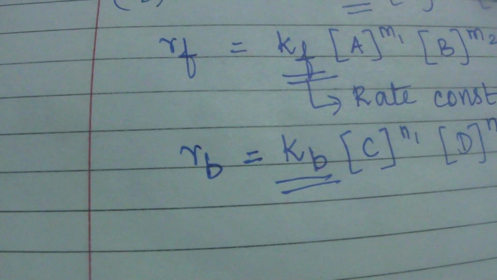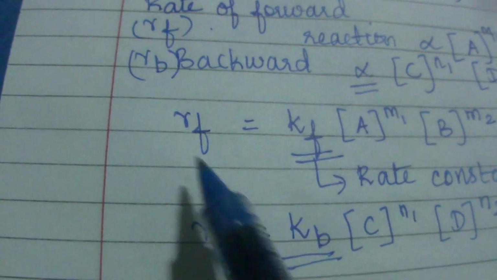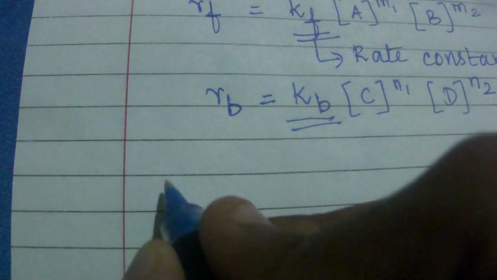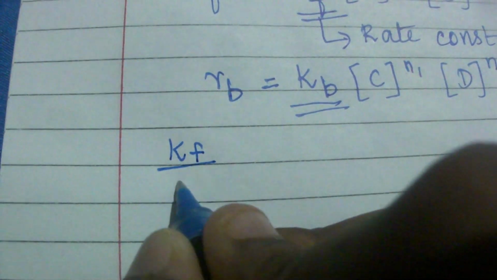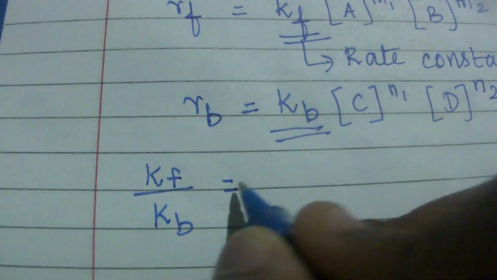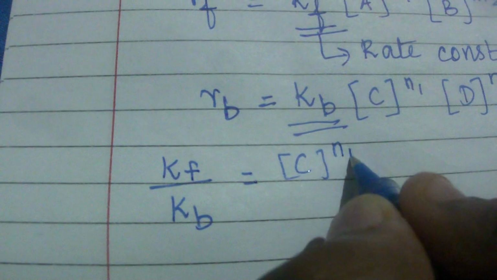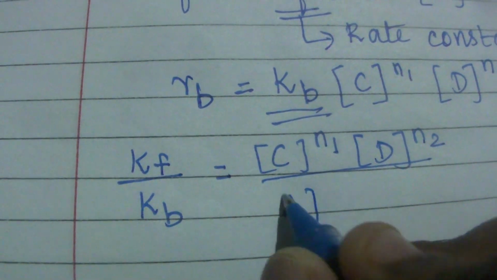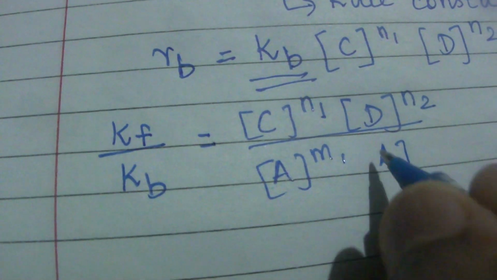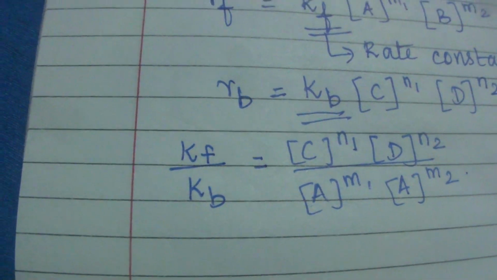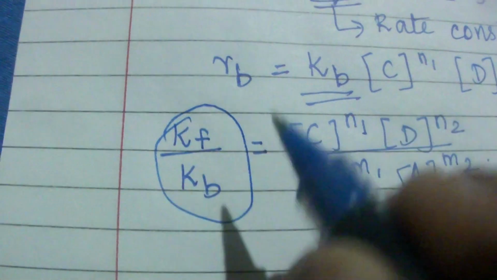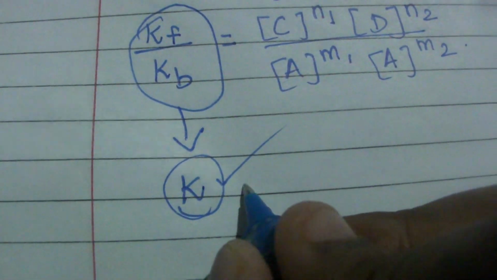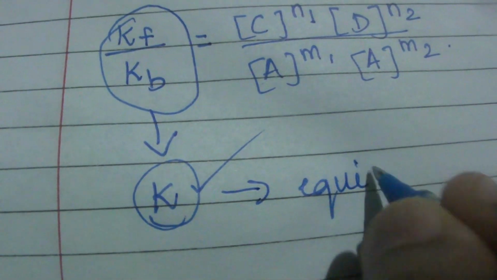So at equilibrium, what happens? I told you earlier that at chemical equilibrium both of these rates become equal. So we can equate these two, and hence we get the formula KF by KB equals [C] power n1 into [D] power n2 divided by [A] power m1 into [B] power m2. Instead of KF by KB we can substitute K, which is known as the equilibrium constant.